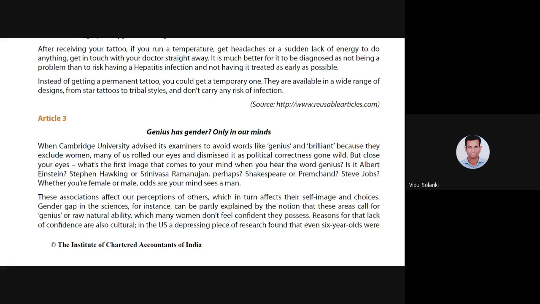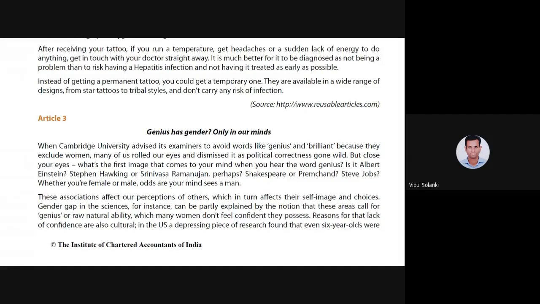Well, for example, when we think of genius or when we think of the word brilliant, whether I am a man or woman, the images that come to one's mind are images of Albert Einstein, Stephen Hawking, Srinivasa Ramanujan, Shakespeare, Premchand, Steve Jobs. Hardly are there images of women attached to these words, genius and brilliant. Right? So that is why these people were advised to avoid use of such words like genius and brilliant.